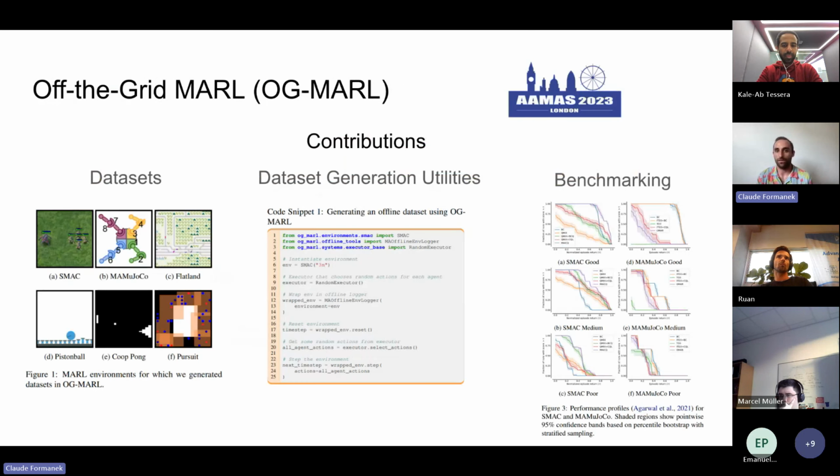So what we began with was to try and standardize across these few papers by introducing some really high quality data sets, first on SMAC and MuJoCo because they were widely used, but then we wanted to push further to other environments. So we included Flatland, the train environment, and then 3 environments from PettingZoo. We generated different data sets on different scenarios, and we released the utilities to make your own data sets. And then we did a whole bunch of benchmarking on those data sets.